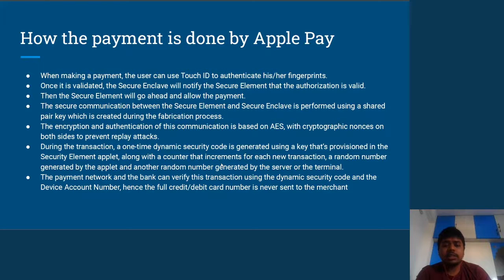During the transaction, a one-time dynamic security code is also generated using a key that is provisioned in the secure element applet, along with a counter that increments for each transaction. A random number is generated by the applet, and another random number is generated by the server or the terminal. The payment network and the bank can verify this transaction using the dynamic security code and the DAN only. So the full credit card and debit card information is never sent to the merchant.